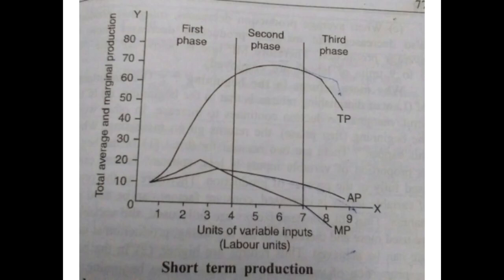And the third relationship is when average production decreases, marginal production also decreases. Means when AP is decreasing, MP is also decreasing, but MP is decreasing more in comparison to AP. Both are decreasing, but MP is decreasing more than AP. Therefore, the MP line is below the AP line. So that is the reason that the MP line is below the AP line when 5 to 9 units of labor are employed.